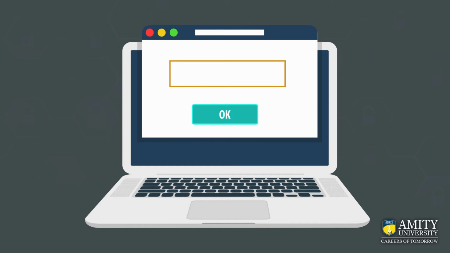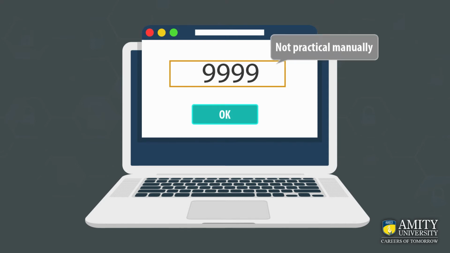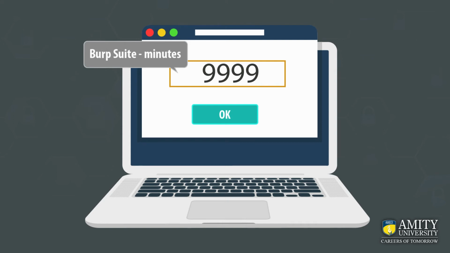But trying OTPs ranging from 0000 to 9999, that would be approximately 10,000 requests, manually is not so practical. But that could be automated with Burp Suite, and could be done in a couple of minutes. So there are different uses of Burp Suite. That is the reason I mentioned it as a collection of tools bundled into a suite. But the primary use is Burp Suite acting as the proxy interceptor.